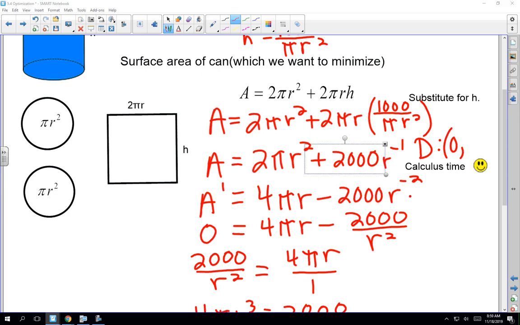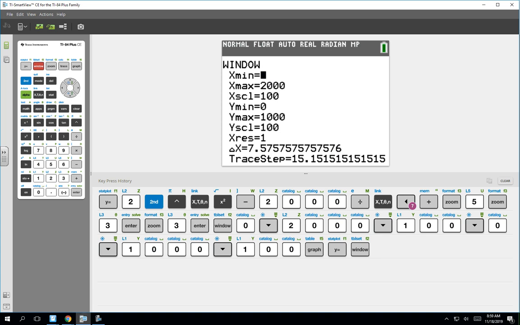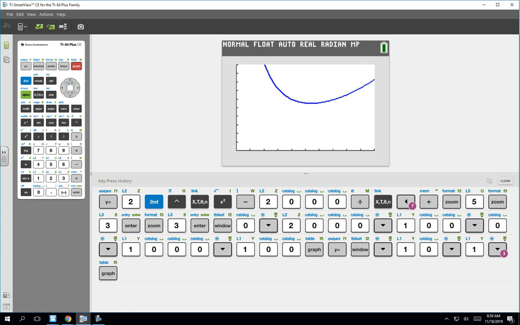So that gives me an idea, somewhere in the hundreds. So if I go to the window, X min, X is the R, so X min is 0. Let's try 10 for X max. X scale is 1. Y min 0. Y max, let's say 1,000 is pretty good. Graph. There it is. So now it came into the screen here, and here's our minimum. It's kind of a branchy looking thing, like 1 over x would look. But the only branch we care about is the one in the first quadrant, and there's our minimum.